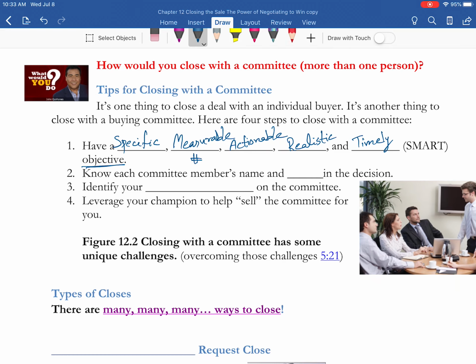Now there are 4 or 5 people sitting in front of you, so you have to know each member's name and role in the decision. Now, not everybody is going to sign on the check. Only one person is going to sign on the check, and who is that person? Now, that person may sign on the check, but they are not the ones using it. So they are going to depend on somebody else to guide them whether to buy the product that you are selling or not. So you need to know who the user is.